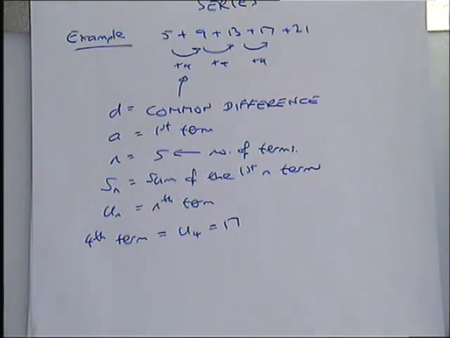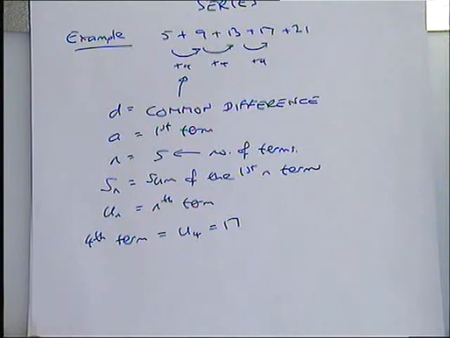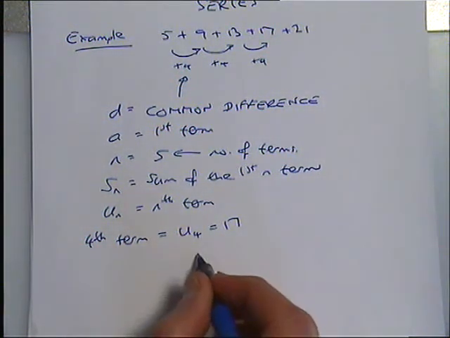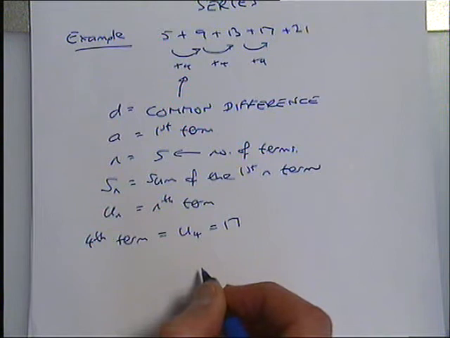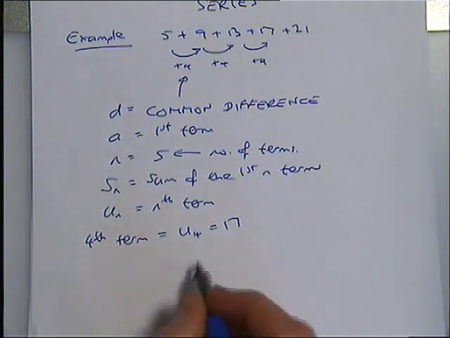Can anybody tell me how I could have got to that 17 without going through all of the 5, the 9 and the 13 beforehand? Think back to when we did GPs and we had a formula for the nth term. Yep, 5 add 4 to the power of 3. Right. The power thing, that was when we were timesing. That was with the geometric progressions, the GPs. We're not timesing here, we're adding. So you've got to adapt what you said.